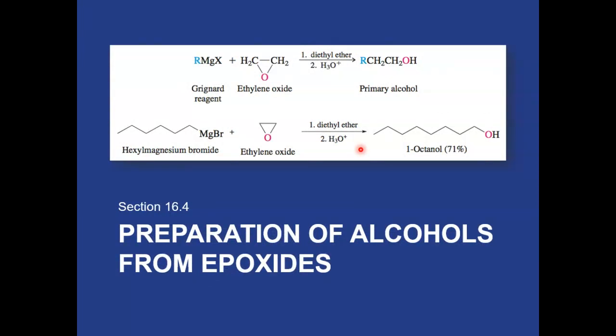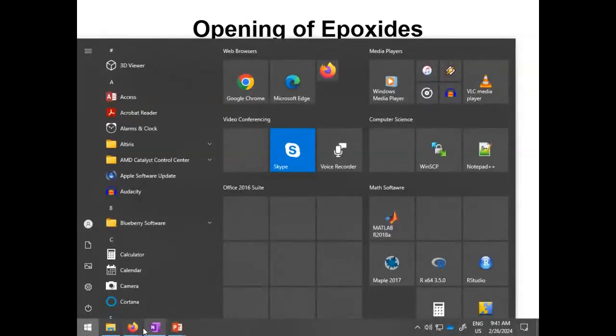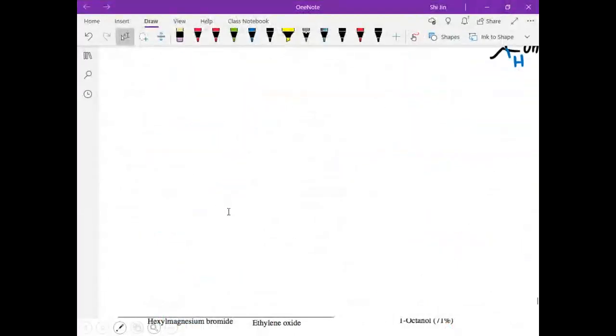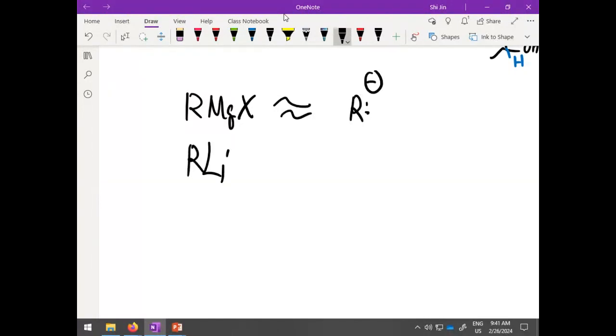Now, besides reduction of carbonyl groups, alcohol can also be prepared by reacting a nucleophile with an electrophile. The nucleophile is something we learned in chapter 15, either organolithium or Grignard reagent. I hope you recall what I told you. The organomagnesium halide we consider equivalent to this one. The magnesium and halide are just considered spectator ions. Similarly, organolithium, as a first-principle approximation, we also consider as a supply of carbon anion.